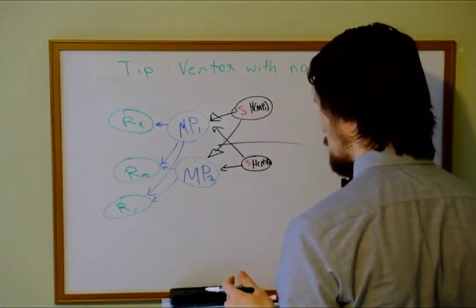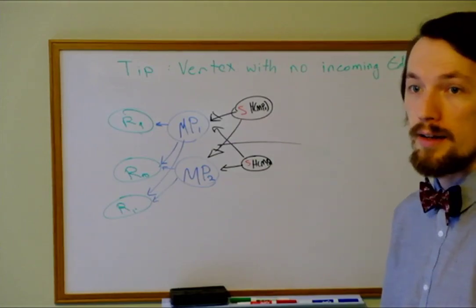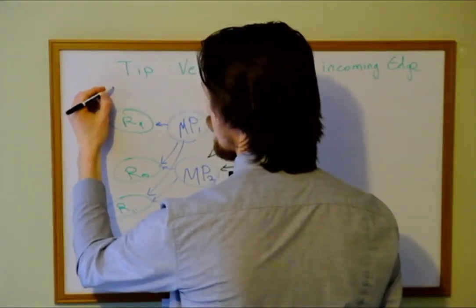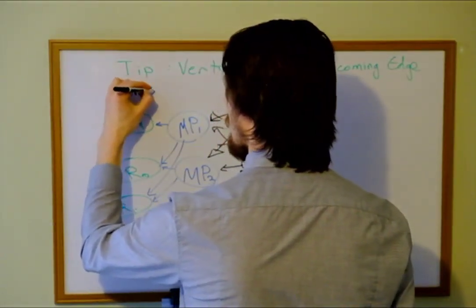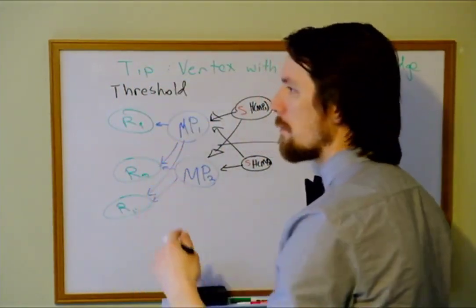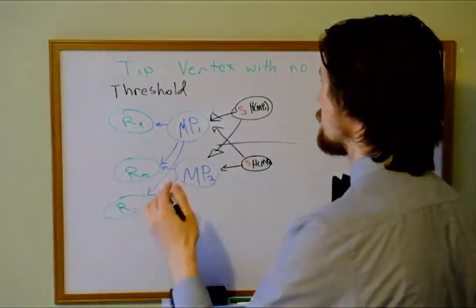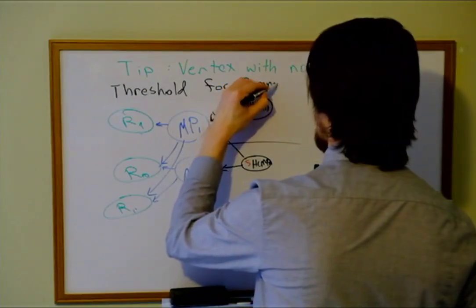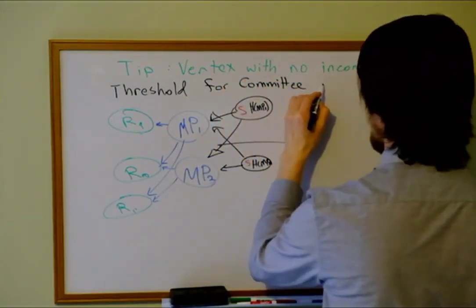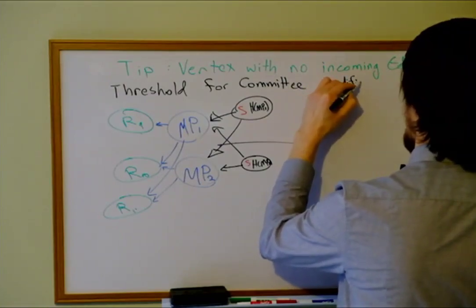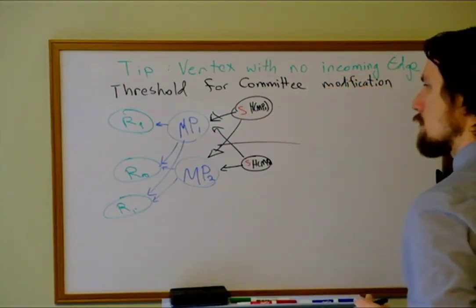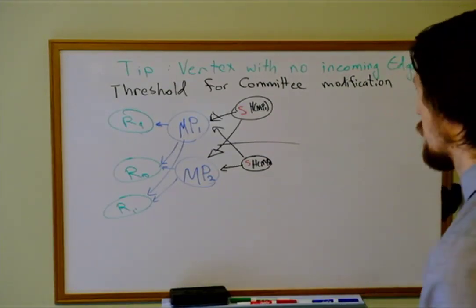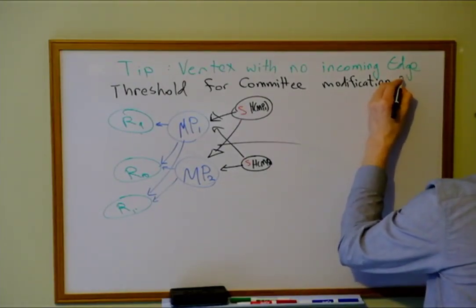So this can go on, and if a quorum is reached. And that's another metadata that could be set for the committee: the threshold for changing the metadata of the committee. So this threshold for the committee modification, we could say that it would be 2/3.